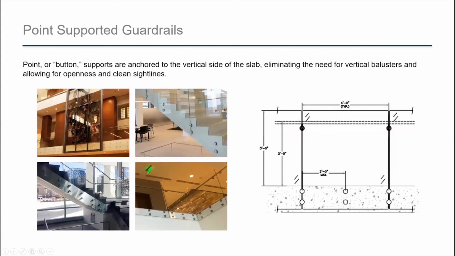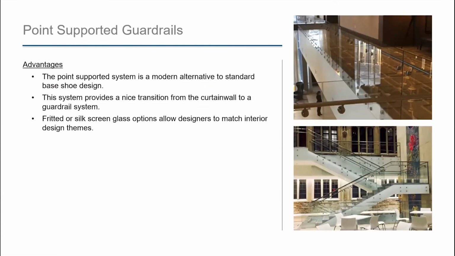Our final glass system choice is a point-supported type system. Advantages for point systems are: the point-supported system is a modern alternative to standard base shoe design. This system provides a nice transition from the curtain wall to a guardrail system. Also, fritted or silkscreen glass options allow designers to match interior design themes. With a point-supported system, it also is a nice opportunity for the designer to conceal the slab edge as pictured in the lower image.